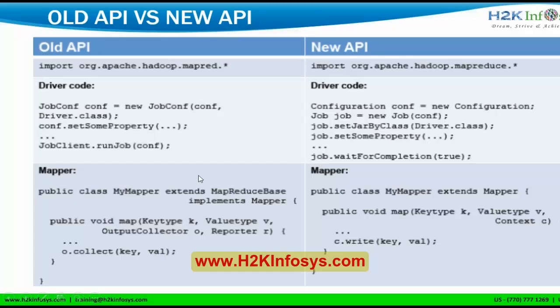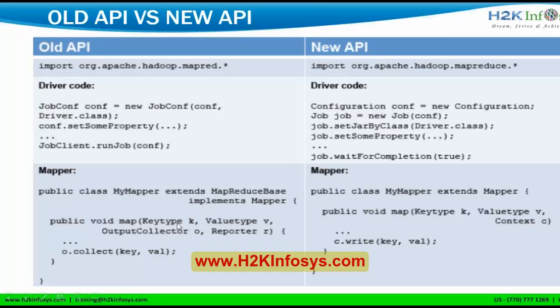And coming to the mapper phase, as I told you, abstraction takes advantage in our new API. In our old API, we used to write the program as public class myMapper extends MapReduceBase implements Mapper. But here I can directly give it as public class myMapper, where myMapper is nothing but my mapper name. I can give anything in it, public class myWish.name, something like that, extends Mapper.